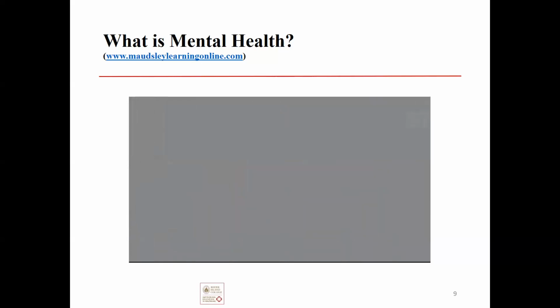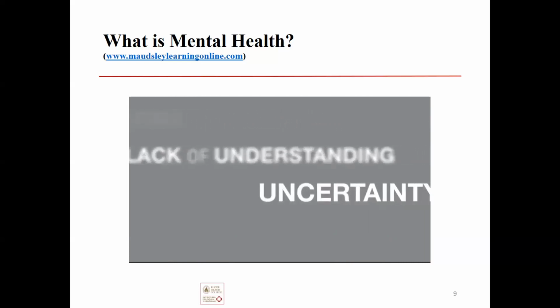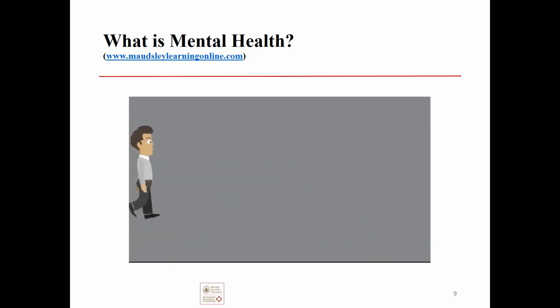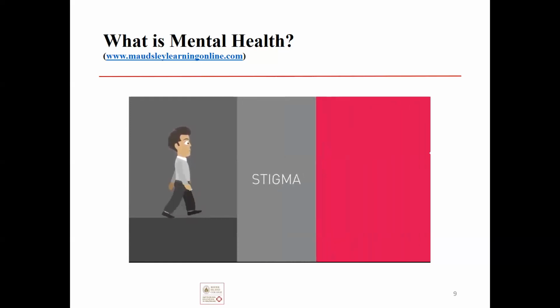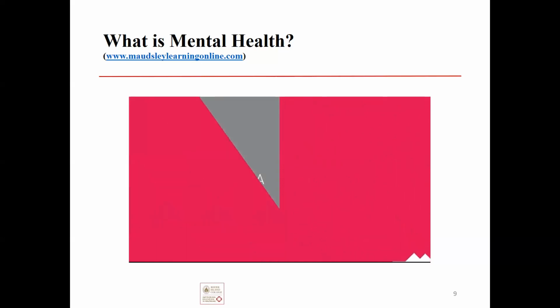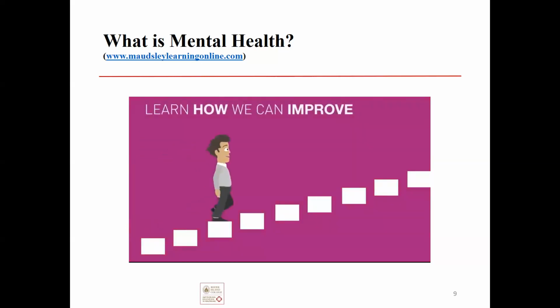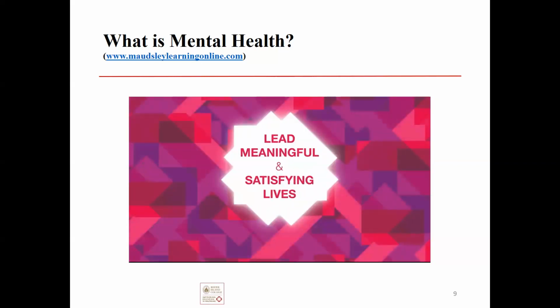This may be due to barriers such as the stigma attached to seeking help, the lack of understanding of mental health problems, uncertainty of how to get help, or the fear of disclosing mental health problems. Research shows that stigma remains one of the biggest factors preventing people from seeking help early for their mental health problems and getting the appropriate support they need. It is important to acknowledge that we all have mental health and have a personal responsibility to learn how we can improve and maintain our well-being in order to lead meaningful and satisfying lives.